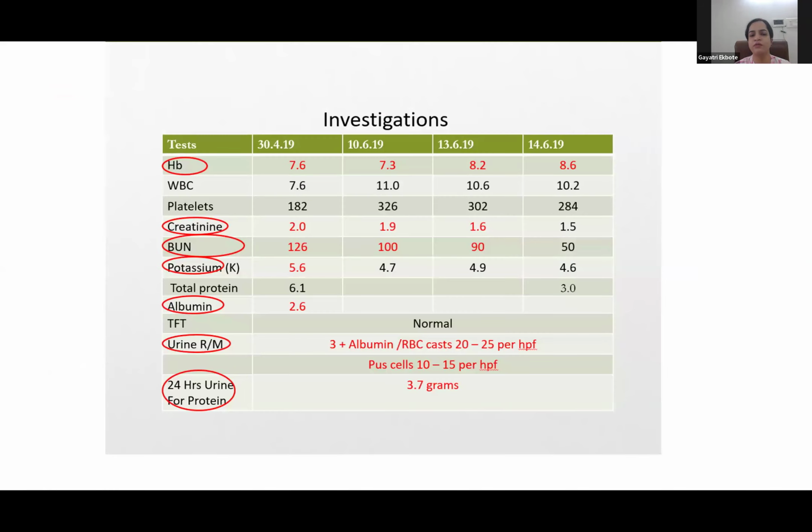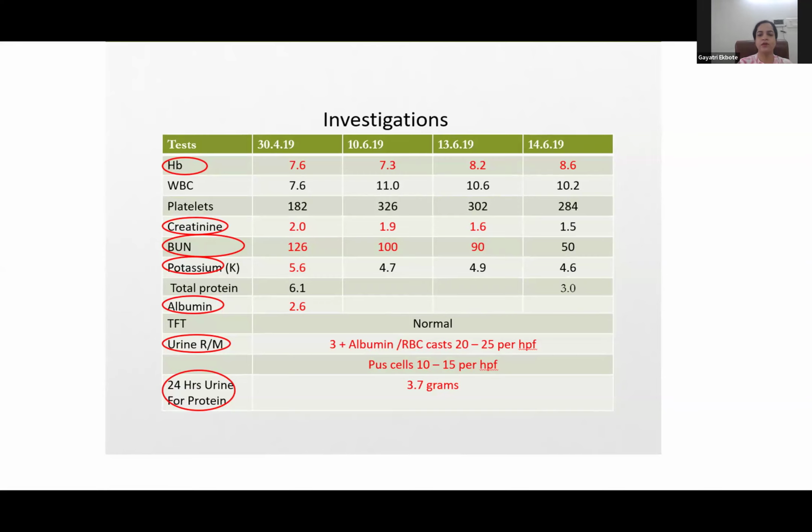When we evaluated him further, he definitely had anemia. He had acute kidney injury that was probably drug induced or his disease induced. We don't know yet. He had hyperkalemia to start with. His albumin was quite low. His urine routine microscopy showed 3 plus albumin and there were RBC casts. He also had multiple pus cells. His 24-hour urine for protein did show nephrotic range proteinuria, which was 3.7 gram per 24 hours.